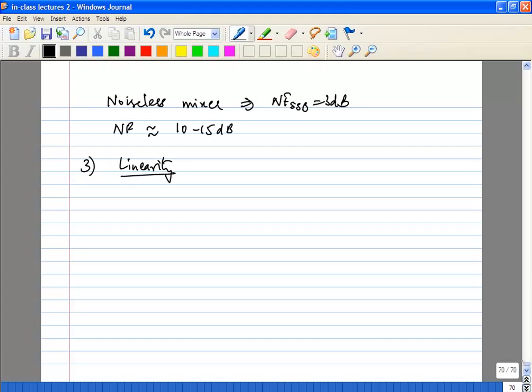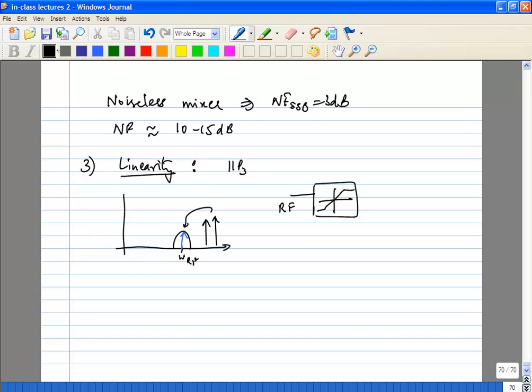Okay, let's look at linearity. Again, as before, you would characterize it as IIP3, or occasionally people will also call it output IP3, OIP3. But usually IIP3 is the standard metric. And why do you need this? Because we all know this, right? So you have a desired RF here. You could have two signals coming in, and a typical mixer you could model as some kind of nonlinearity.